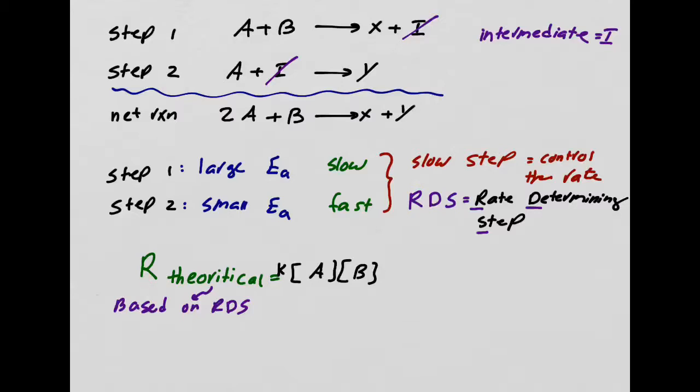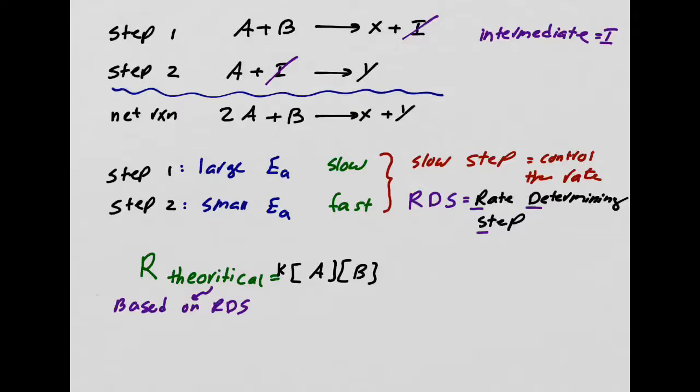So based on that, R is equal to k times the concentration of A times the concentration of B. Again, why did we ignore step 2? Because you have to do it based on the rate determining step, which is the slow step, which is step 1 in this reaction. So now I came up with my R theoretical. Now what do I have to do? Now you can run an experiment, find the rate law for the net reaction, and see if it matches what you decided.